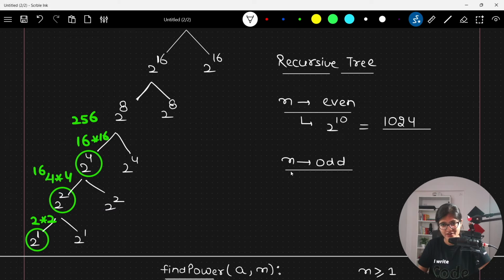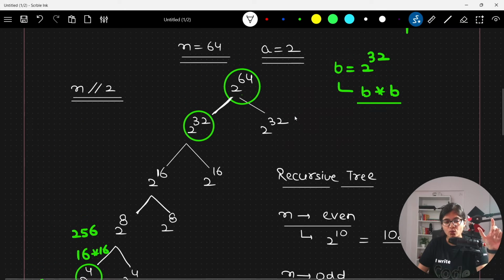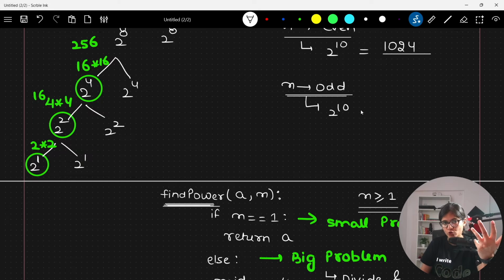Now when the value of n is odd, you are still creating a recursive tree for an even number. Once you get the value of 2 to the power 10 using that recursive tree approach, you need to multiply that number with a. So you are multiplying that number with a to get the value of 2 to the power 11, right? Suppose you are solving for 2 to the power 11.